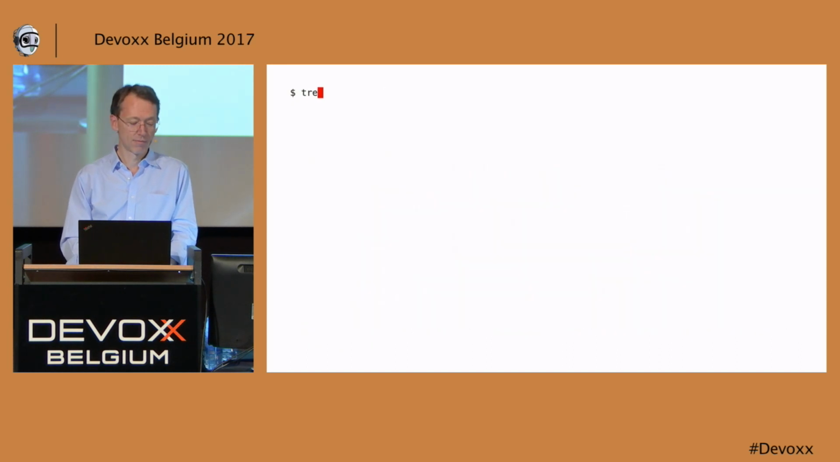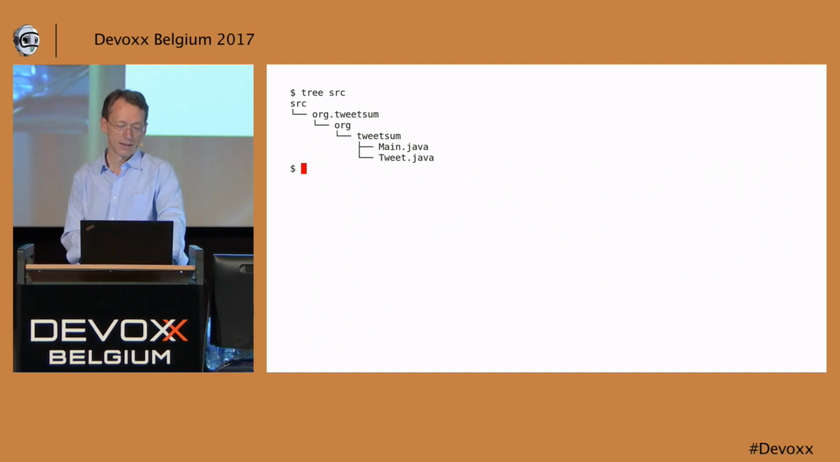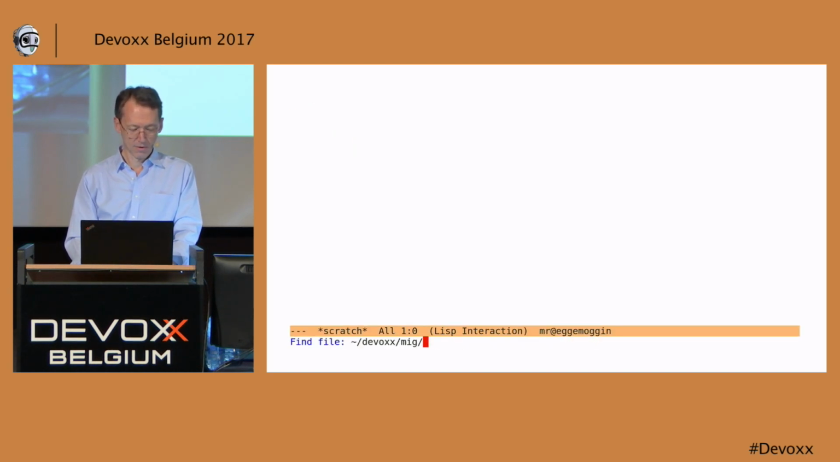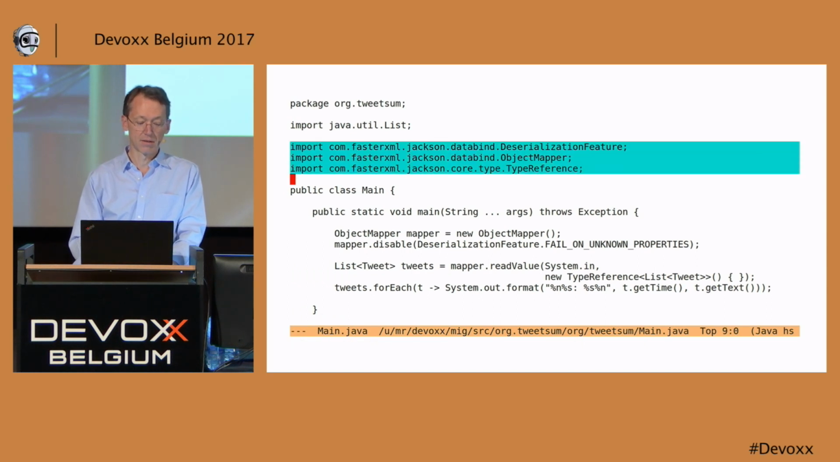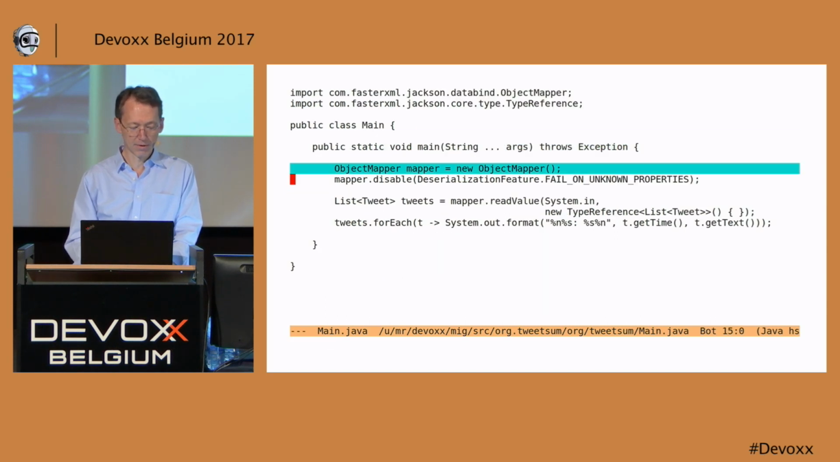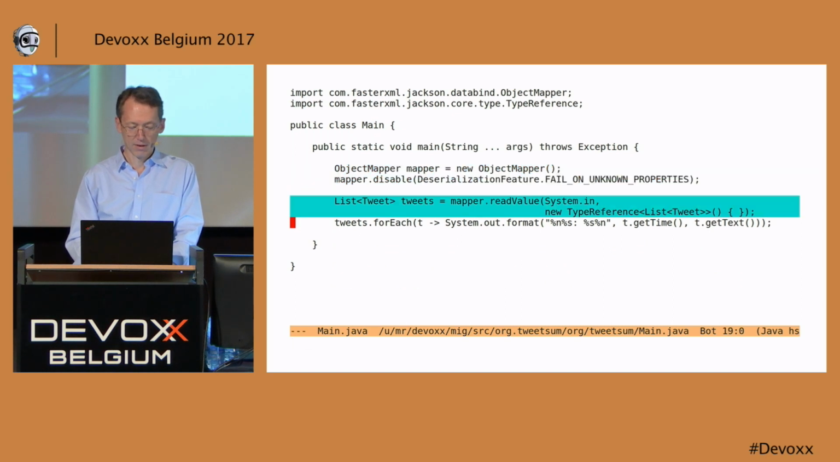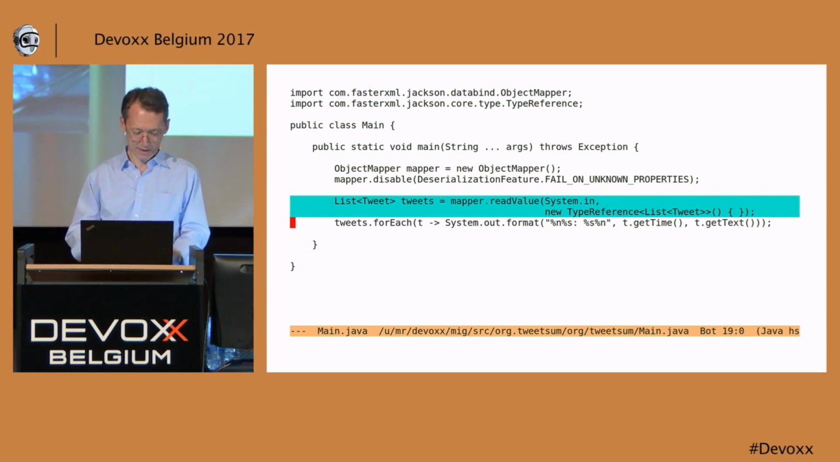So what have we got? Here's my source tree, a little application called TweetSome. It's got a main class and a tweet class. Let's take a look. TweetSome main. Okay, it's in a package. It uses lists. It uses the JSON data binding library. So it's going to deserialize that JSON using Jackson, do an object mapper thing. It's got a public static void method. It makes an object mapper, configures it, reads from the standard input stream, constructs some tweets, and then displays them nicely.